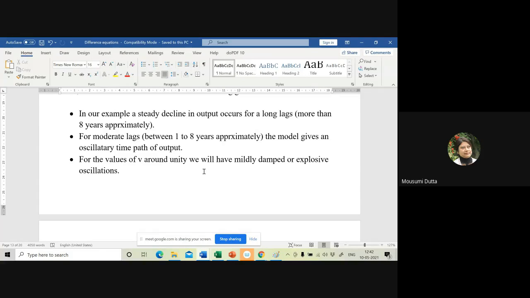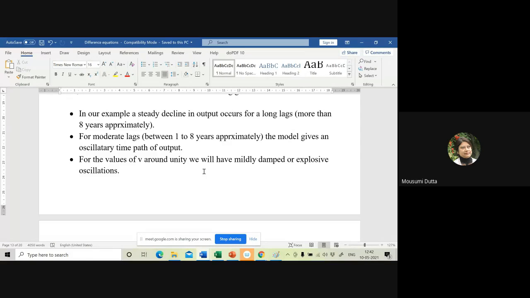Okay, is it fine? Ma'am, here for values of V around unity, we'll have mildly damped or explosive oscillations. Ma'am, how are we saying this without knowing the value of S? What is the stability requirement? V less than 1? Can you remember the stability requirement in the Higgs model is V less than 1? Yes, ma'am. Okay.